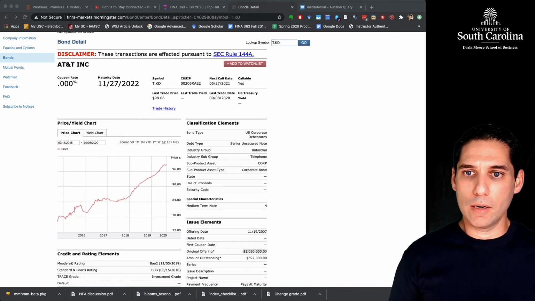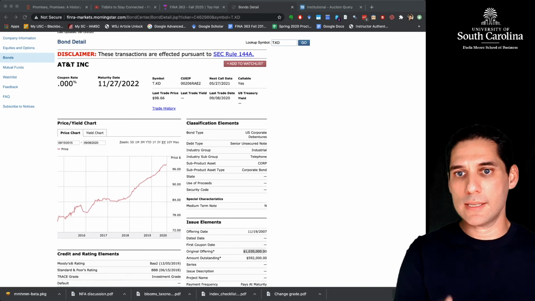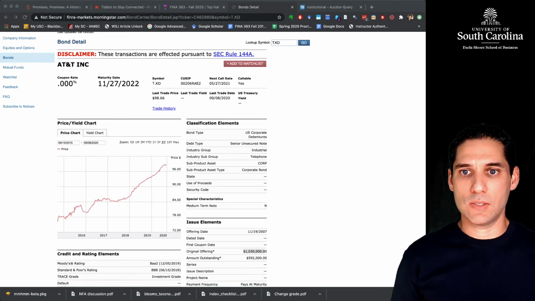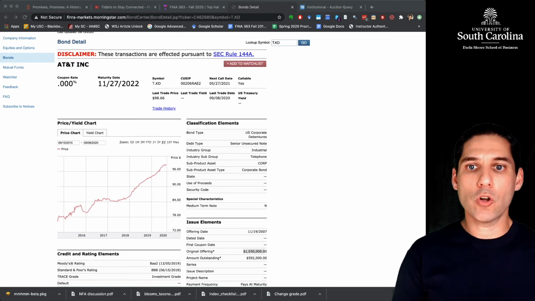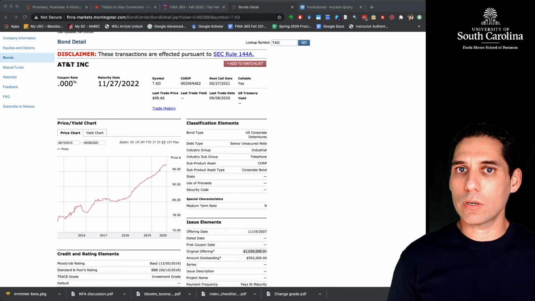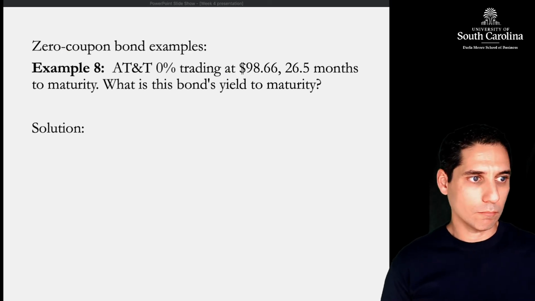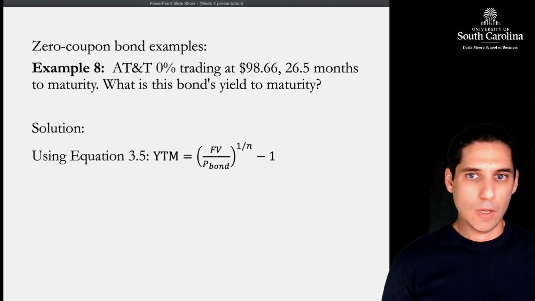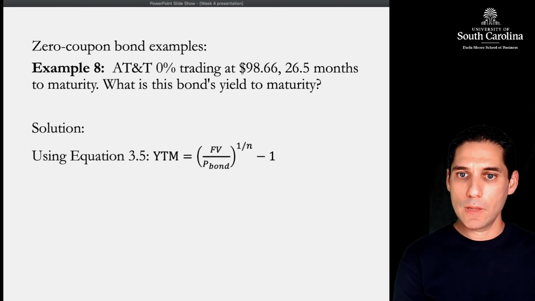So we can figure out if we were to buy this at this price, right? So if it was us that bought it, let's say a week ago at 98.66, and we hold it until maturity, November 2022, and then collect $100 per face value from AT&T, what would be our yield to maturity, right? So let's go back. We know our formula is equation 3.5. This is how we compute it, right?